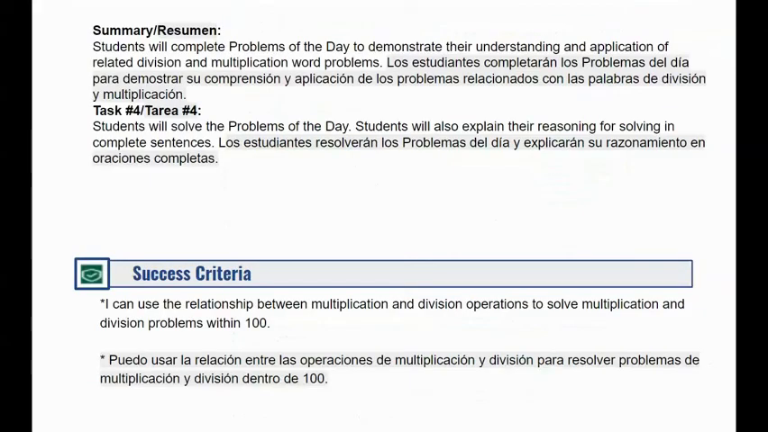For Task 4, students will complete problems of the day to demonstrate their understanding and application of related division and multiplication word problems. To be successful, students will use the relationship between multiplication and division operations to solve these problems. The problems of the day are given on the left, and students are to answer in complete sentences in the boxes on the right.